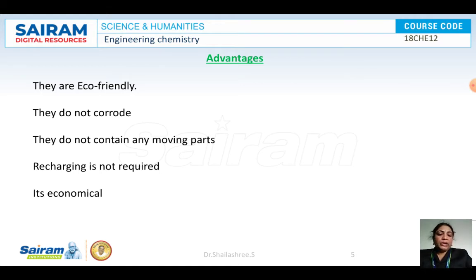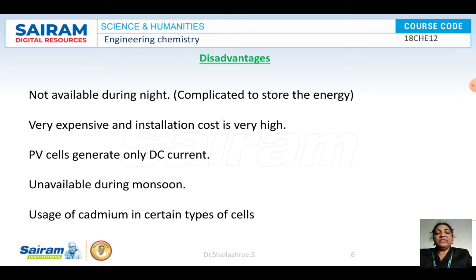Once it is installed, there will be very little maintenance. These are all about the advantages of the solar cells. Coming to the disadvantages, it will be particular: only in sunny regions can more energy be generated. In hilly or cloudy regions, or where the availability of sunlight is less, the production of energy will be reduced. And one more disadvantage is they will be very expensive.